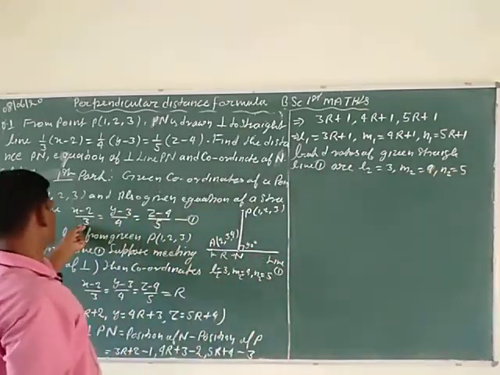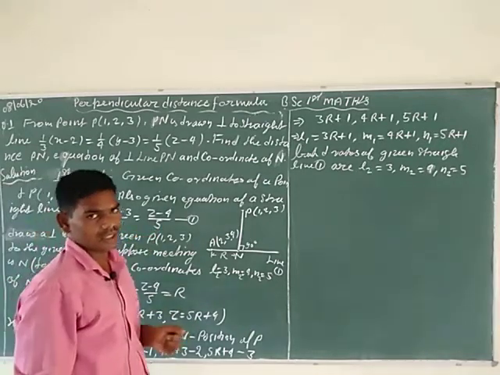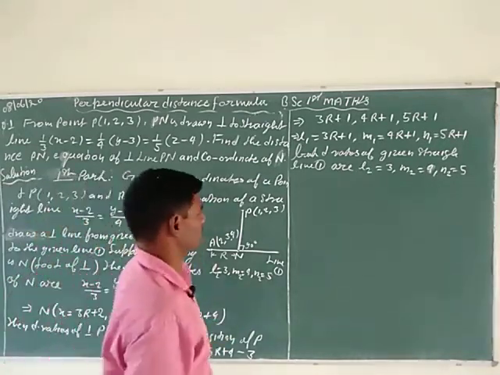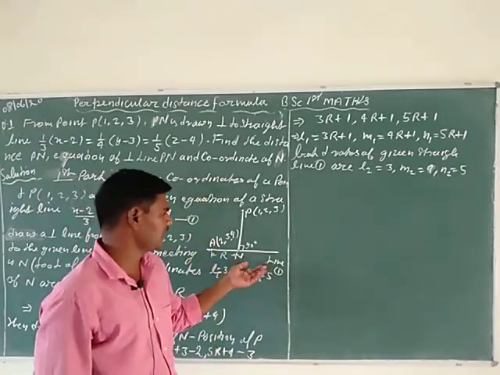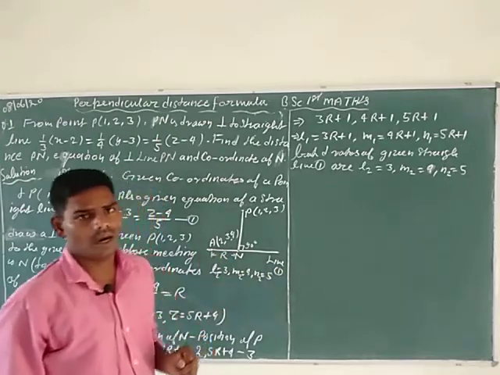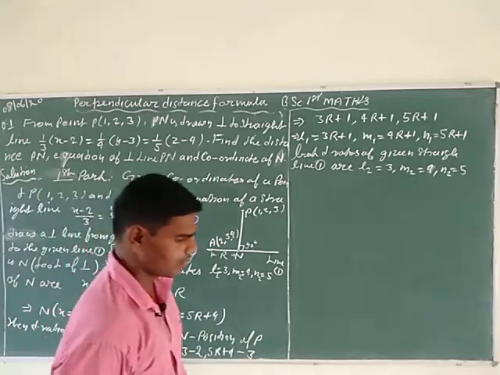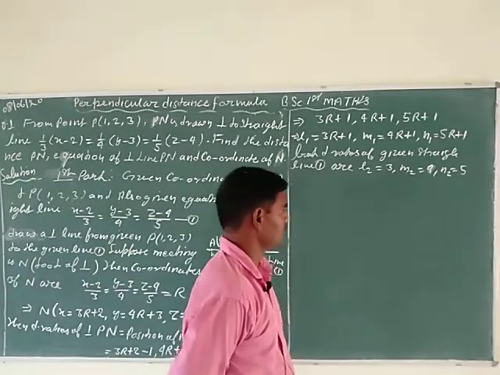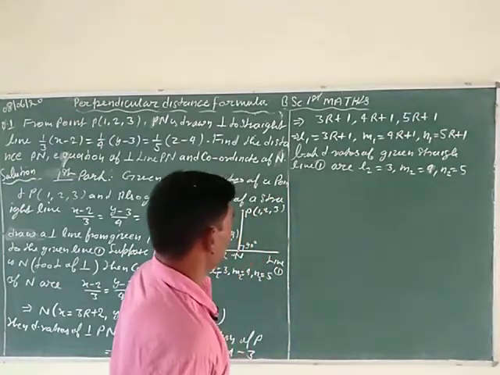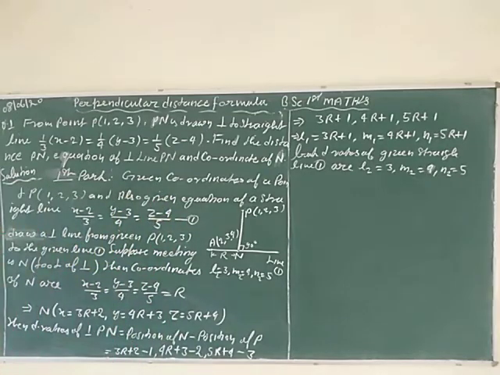3 is L2, 4 is M2 and 5 is N2, the direction ratios of the given straight line. Since these two lines, the given first line and line PN, are perpendicular to each other, by using the formula cos theta is equal to L1 L2 plus M1 M2 plus N1 N2, you can put theta is equal to 90 degrees and then calculate the unknown value R.